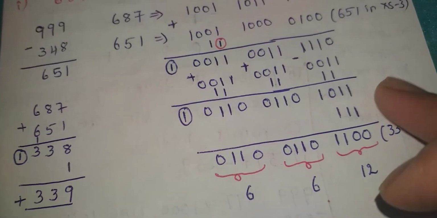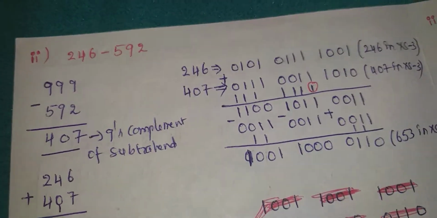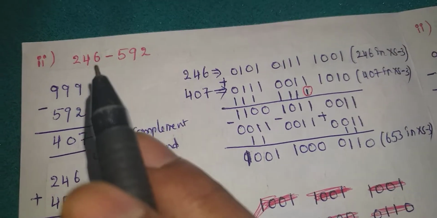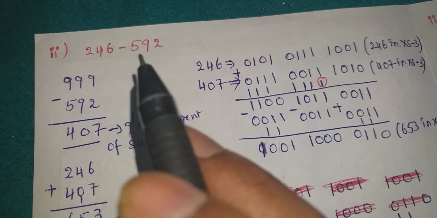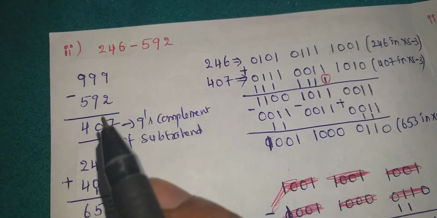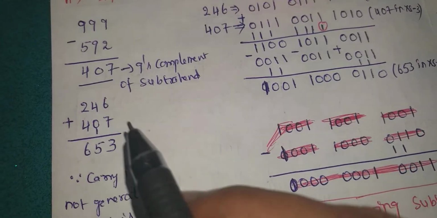If you want, you can look at one more example. We will look at one more example. If you look at this example: 246 minus 592. Is it clear? We have to take the 9's complement of the subtrahend, which is 407. We have to add this 407 to the minuend, which is 246.